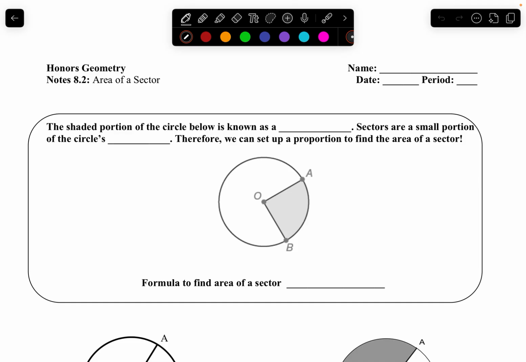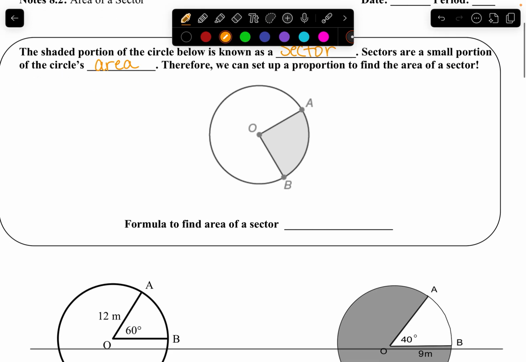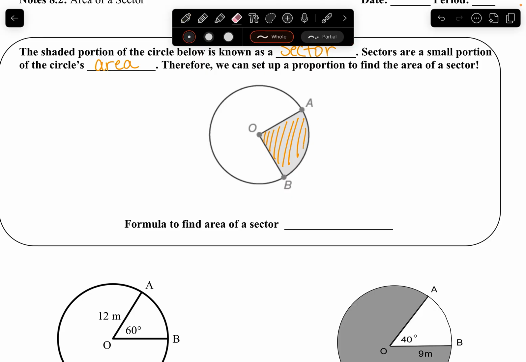It says a shaded portion of the circle below is known as a sector. Sectors are a small portion of the circle's area. Therefore, we can set up a proportion to find the area of a sector, okay? So this shaded portion right here, this pizza slice, if you will, is known as a sector, and we want to find the area, how much space that takes up.